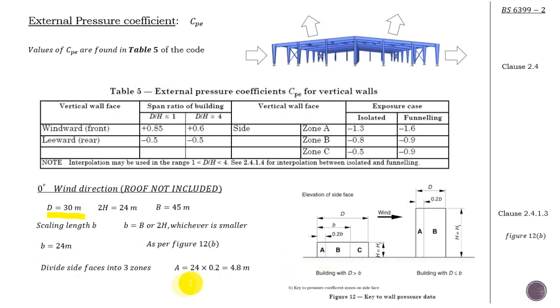Okay, each one has its area. So if I'm calculating for a, then it's just 0.2b. That's 0.2 times the b, 24, which gives you 4.8 meters. We do it for the b as well, and then for the c. Okay, you've got everything that you need here for the calculation.